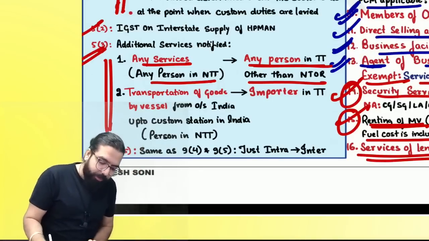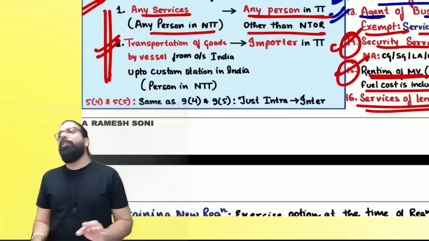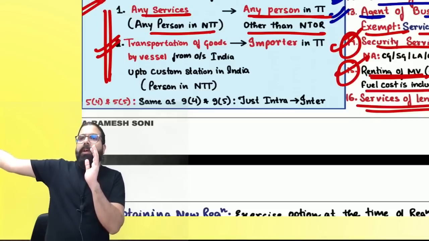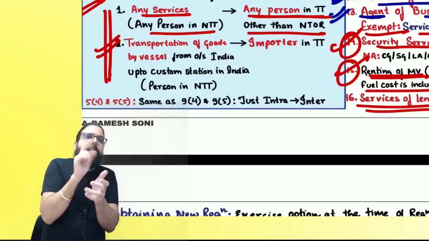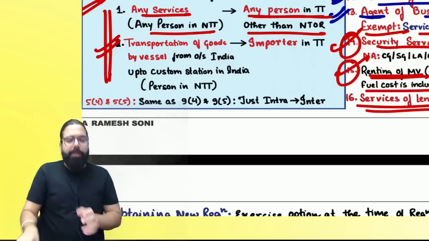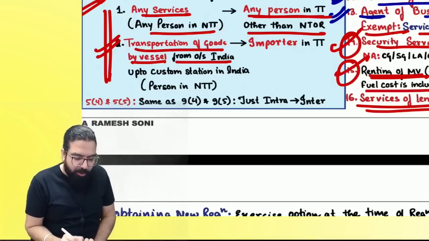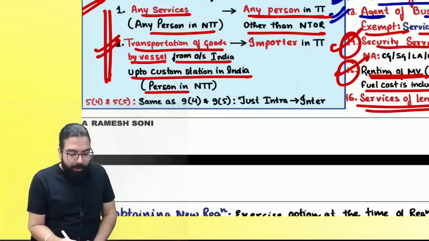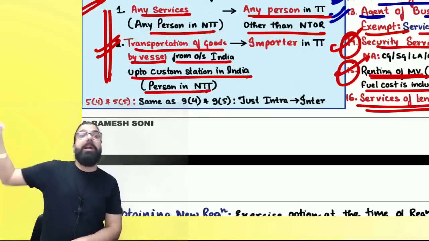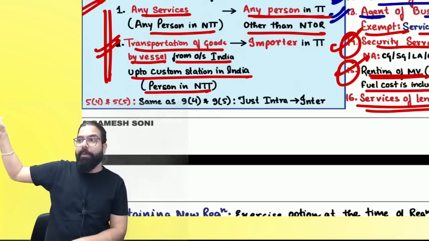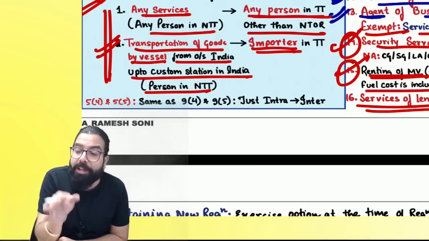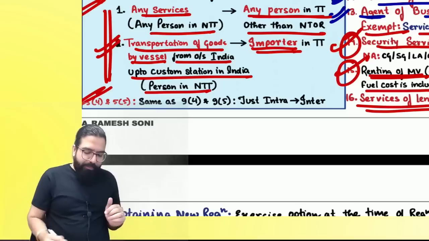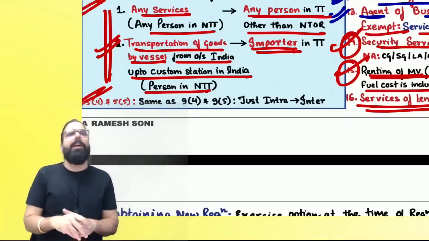Correct, everyone? Now, the second one over here is transportation of goods from outside India. Suppose there is a foreign shipping company that has transported the goods from outside India into India. You are the importer of the goods, so you have to pay the GST under RCM. It says transportation of goods by vessel from outside India up to the customs station in India is done by a person in the non-taxable territory, say Peter Inc. in the US, Peter Shipping Company. They will not charge you GST under forward charge because they are not registered in India. The government told you, being the importer, on the transportation service which you have taken, you pay the GST under RCM. Sections 5.4 and 5.5 are the same, just intra becomes inter.